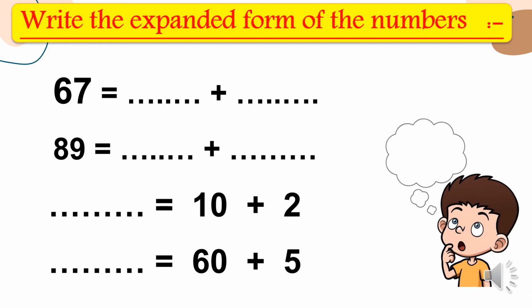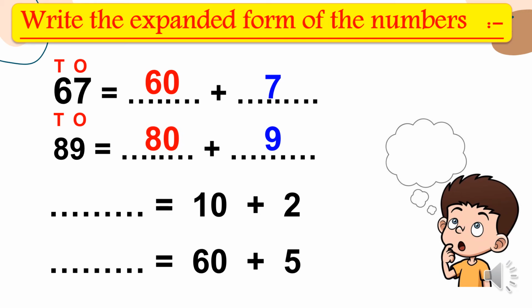Write the expanded form of the numbers. Okay, first number I have here 67. So we put our places, ones, tens. 7 in ones, its value equals 7. 6 in tens, its value equals, in tens we put a 0, so its value will be 60. Next, 89, we put our places, ones, tens. 9 in ones, its value equals, I get the value and put it here, equals 9. Okay, 8 in tens, its value equals 80.